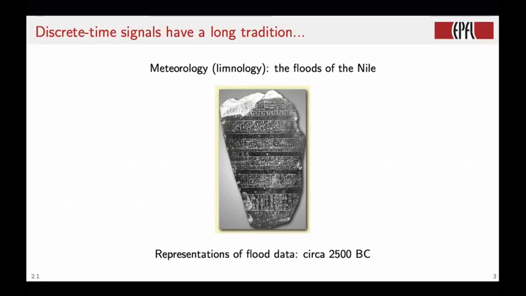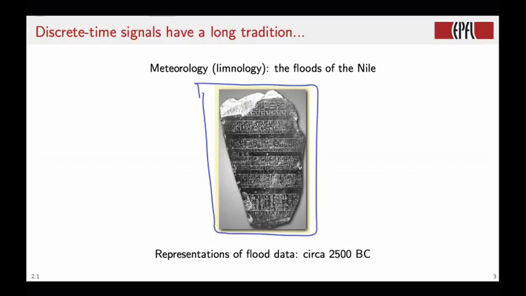What is the earliest discrete time signals we can think of? Well, probably the earliest ones that has been recorded are the floods of the Nile. So the Nile, of course, is extremely important in the agriculture of Egypt, and so from very early on, people recorded how high the Nile would come in any given year. And this representation has been caught here on this beautiful historical record that is about 4,500 years old, and is a representation of the flood data.